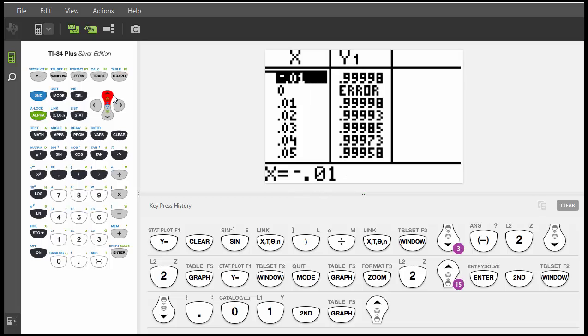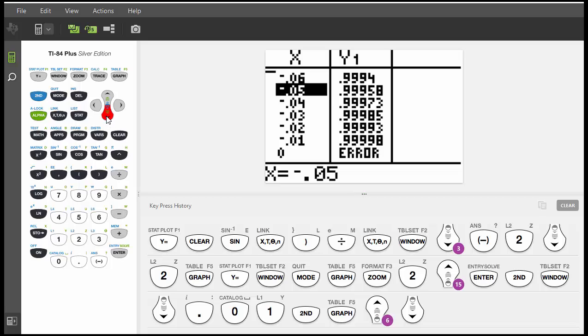I think if I toggle up, yeah, look at that. I love myself right now. If I toggle up, now these would represent that numerical approach from the left. Again, I appear to be heading for 1. So this is a way to look at the problem numerically as opposed to graphically or algebraically.